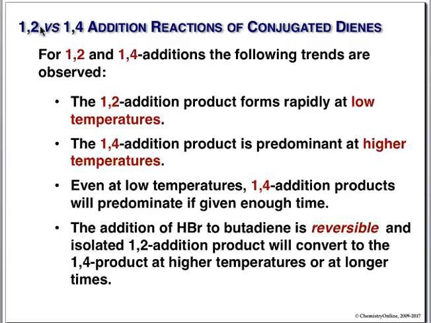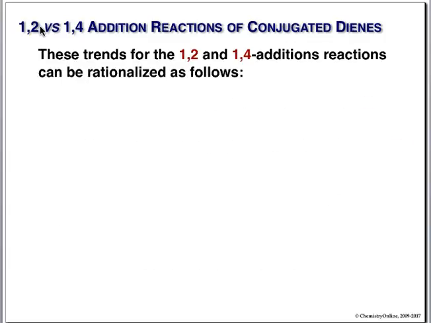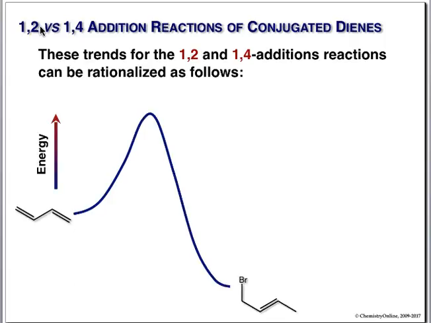Now, the way physical organic chemists talk about things like this is to use these types of diagrams. Here's our diene, and here's our reaction coordinate. This is our 1,4 addition product down here. This again is the activation energy from here to here. The higher this is, the slower the reaction. The lower this level, the more stable the product. Now we know that the 1,2 goes faster.